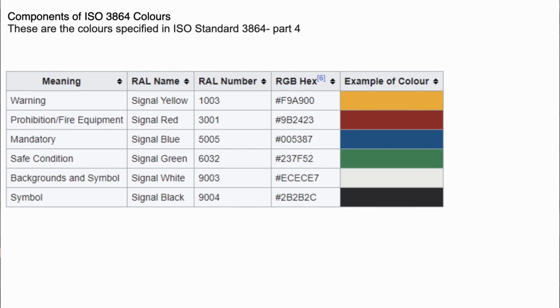When we talk about ISO 3864 Part 4, it talks about the color standards for the safety graphical signs. Warning is indicated with a background of signal yellow. Prohibition and fire equipment are indicated with a red background. Mandatory is indicated in a blue background. Safety conditions are indicated in a green background.